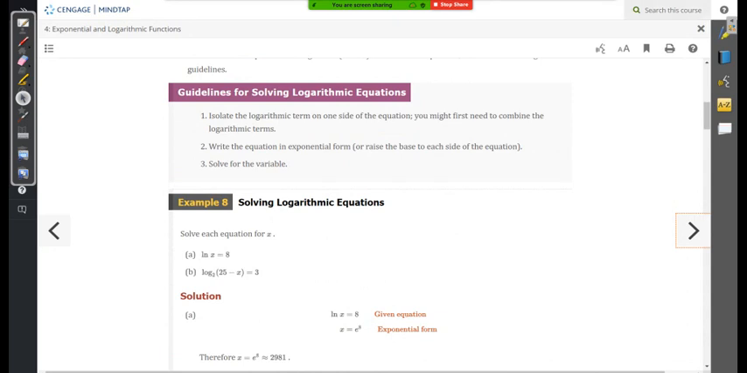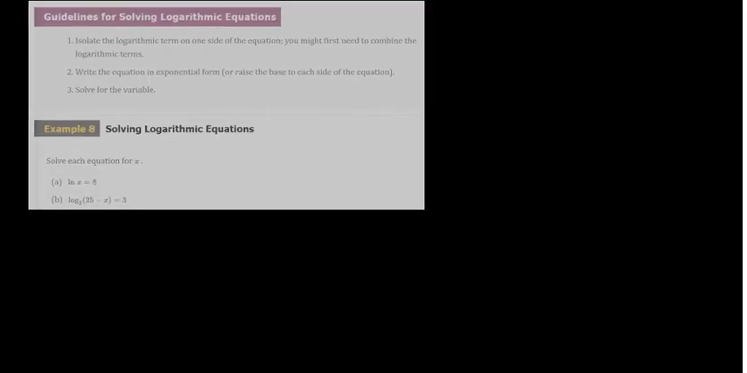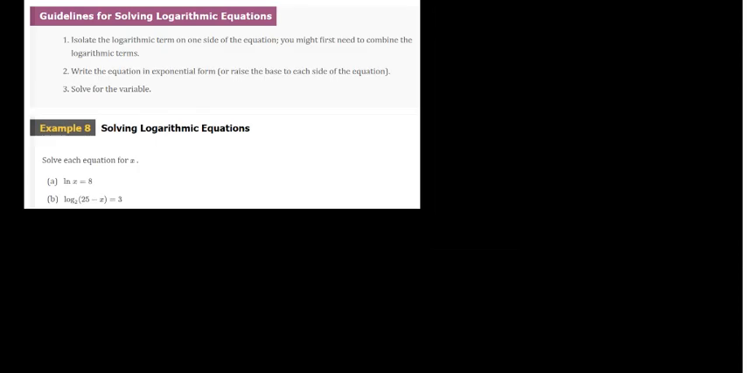Okay, so more guidelines, and I'll snip that with the actual example. So we're gliding right along. 25 minutes, we're on example 8. This is pretty easy stuff. Same thing, we're going to isolate the logarithmic term on one side. We need to write the equation in exponential form. We don't have to, but it helps for some, and we'll see that. And we're going to solve each equation for x. So a, the natural log of x is equal to 8. In order to get rid of the natural log of x, we'll just do that. For a, we'll put a up here.